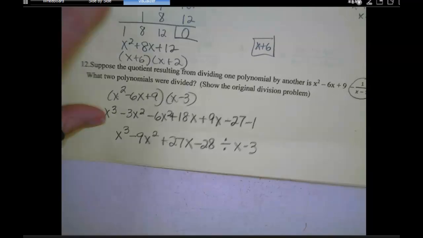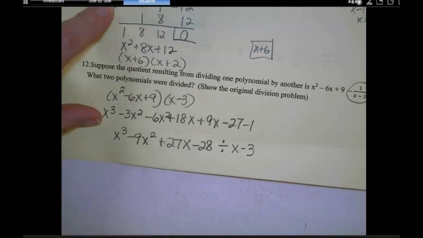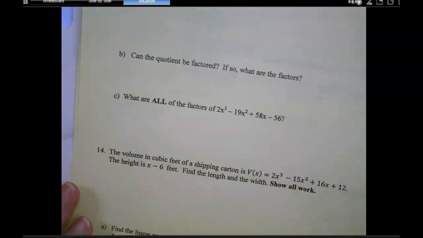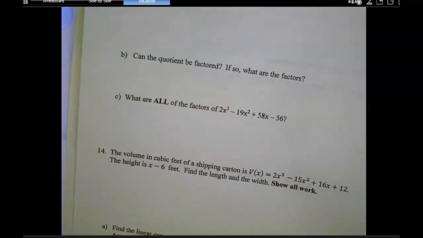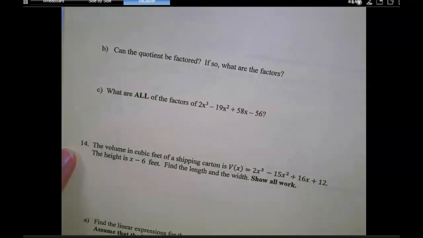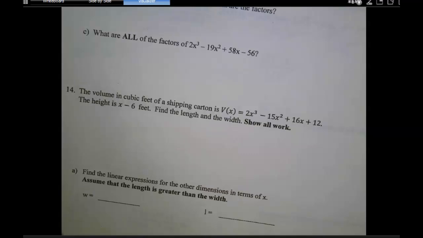Okay, how many of you can do these now that you've seen them? Are you going to remember this on Thursday if you don't look at this again? No. You're not. That's what I'm telling you. You won't. Okay, so number 13 is the same. Let's go to 14.